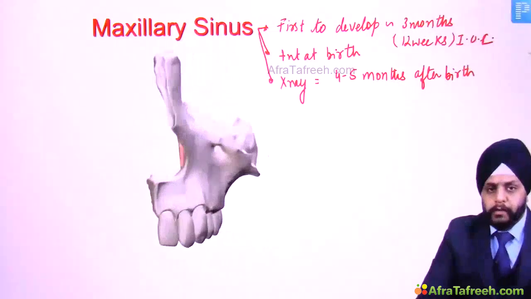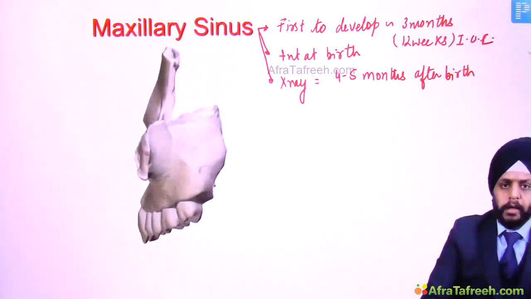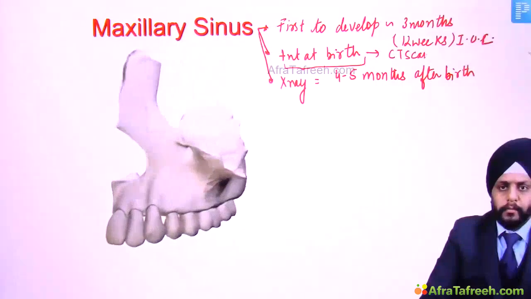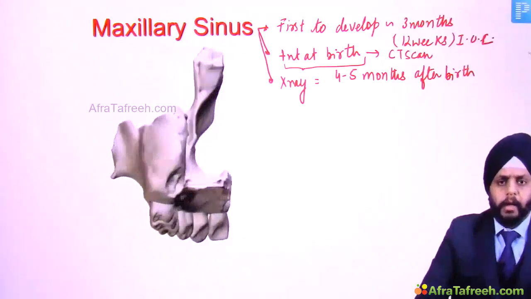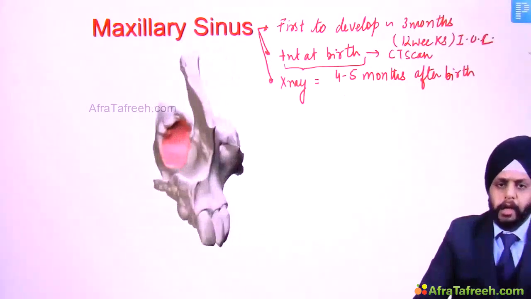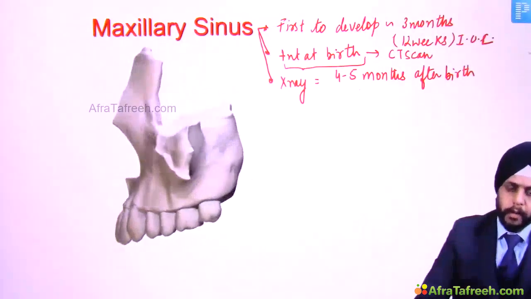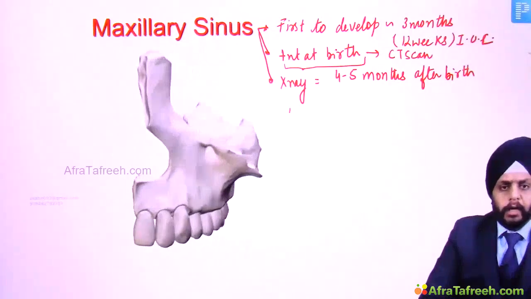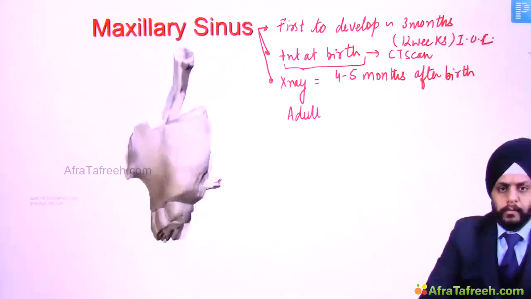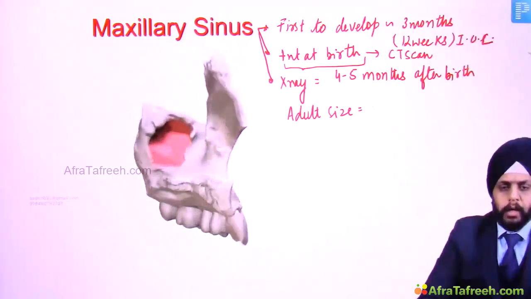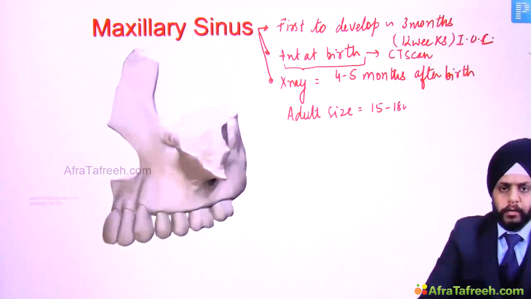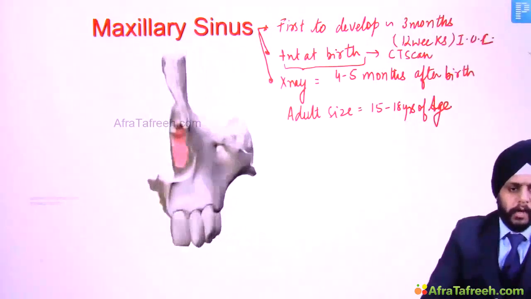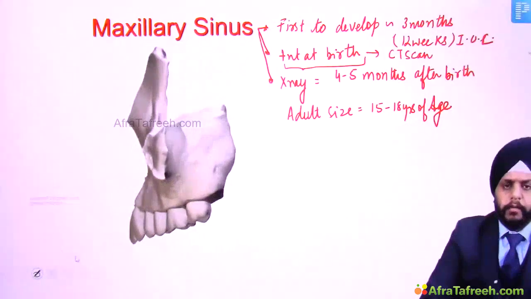Of course, if I do a CT scan, this sinus is present at birth, so I can also see it on CT scan at birth. But we rarely do CT scan at birth. If we do a plain X-ray, we can see it at 4 to 5 months after birth. Now this maxillary sinus keeps on growing and it reaches adult size by 15 to 18 years of age.